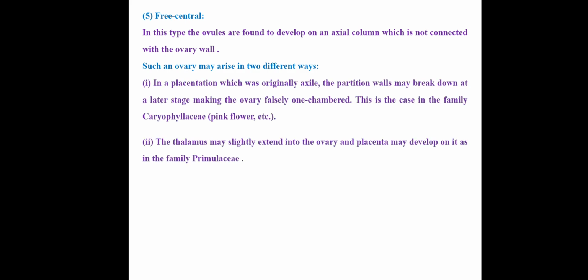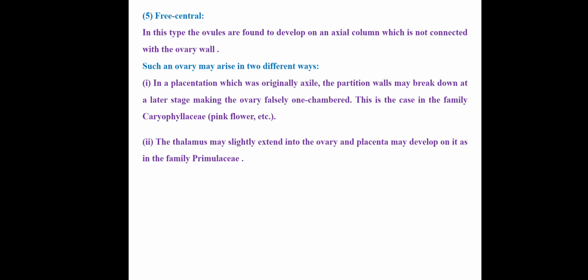Such an ovary may arise in two different types. The first one, in a placentation which was originally axial, the partition walls may break down at the later stage, making the ovary falsely one-chambered. This is the case in the family Caryophyllaceae. It is also called the pink flower plant.